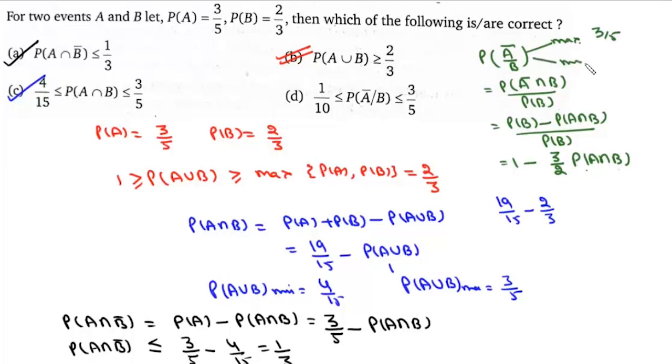So its minimum value will be 1 by 10. That means this option D is also correct. So all the 4 options are correct for this question.